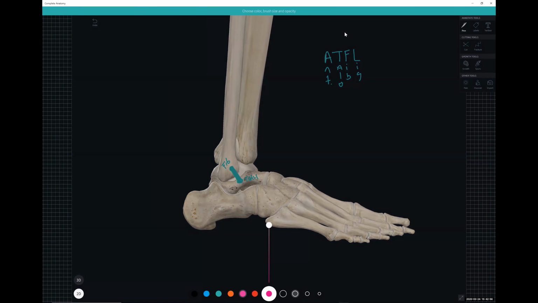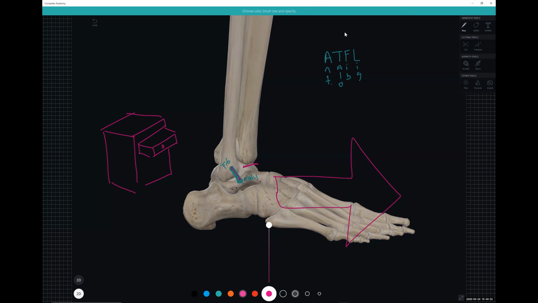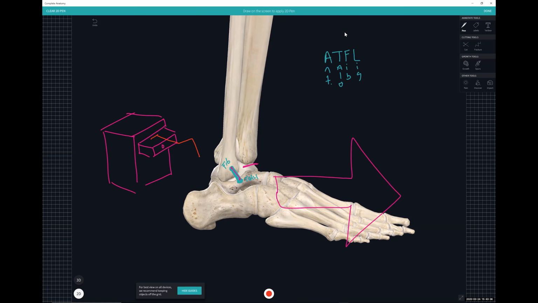So what would a structure like this do? Well, it would prevent this foot from sliding out of the joint, of the mortise joint. Kind of like a sock drawer can pull out of a drawer. We wouldn't want our foot to do that. Because if the foot slid forward like that, like a sock drawer coming out of a chest of drawers, then the ankle would no longer function. And so that's what the ATFL does, is it prevents that talus from sliding anteriorly out of the mortise joint.